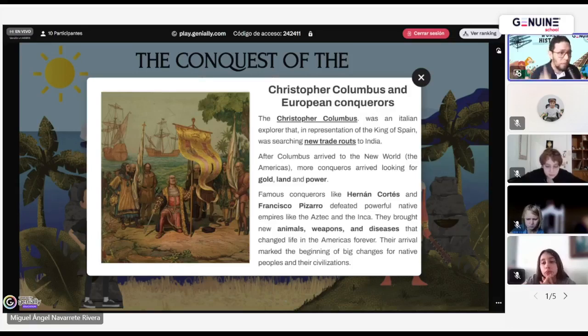The Old World will be Africa, Asia, and Europe, and the New World will be the Americas. Then, famous conquerors like Hernan Cortés and Francisco Pizarro will defeat the Aztec and the Inca civilizations. They will create the Columbian Exchange, a trade of animals, weapons, but also disease.